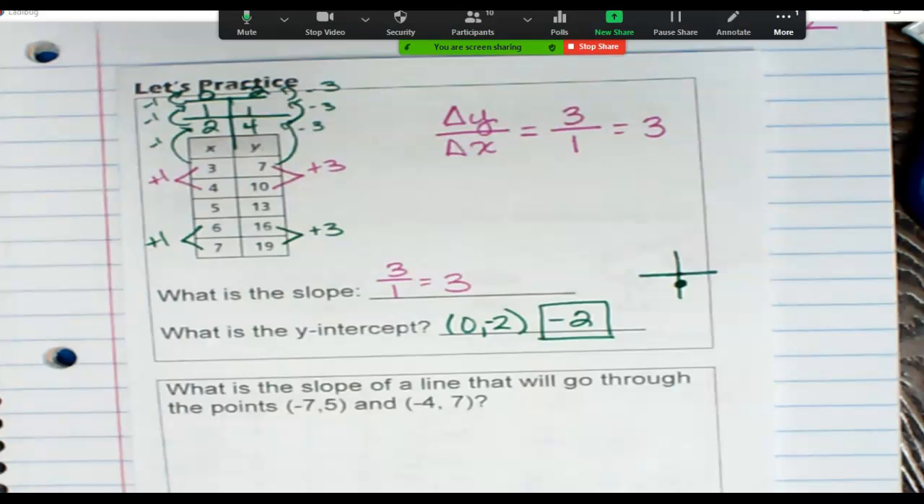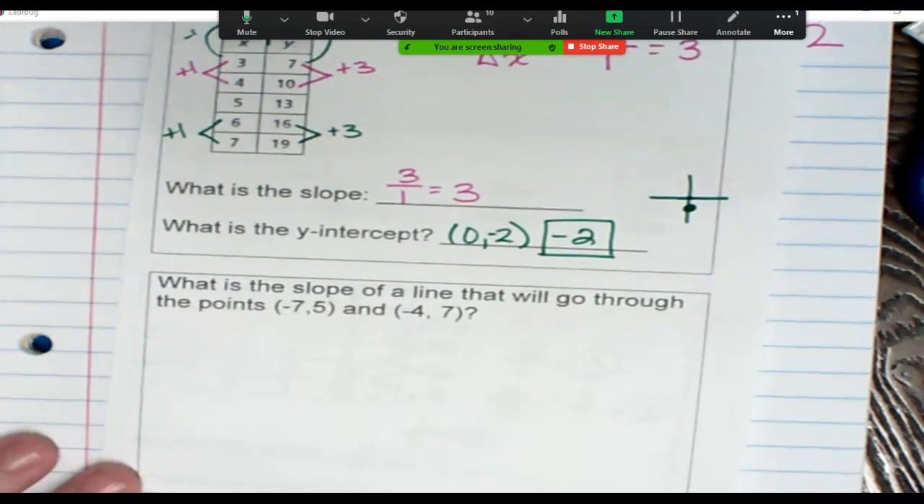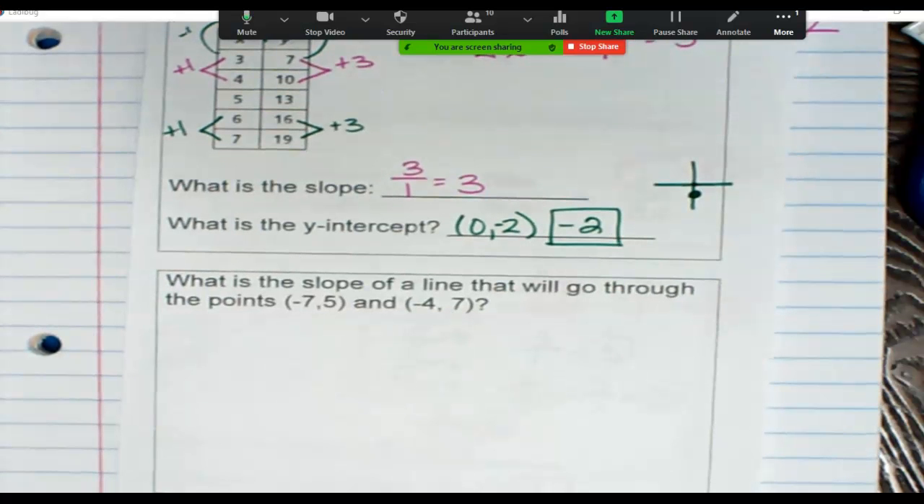All right, let's look at our last example. This one's a little bit different. They gave us ordered pairs. What is the slope of a line that will go through the points negative 7 and 5, and negative 4 and 7? What are the 2 ways we know how to find slope that we've talked about?